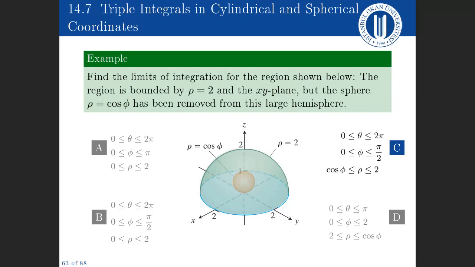Theta is between 0 and 2 pi because we're anywhere around the circle in the xy plane. Phi is between 0 and pi over 2. 0 is straight upwards, and pi over 2 is the xy plane. Because we've removed this little sphere from the middle, rho starts at the surface of the little sphere and it finishes at 2. So rho must be between cos phi and 2.